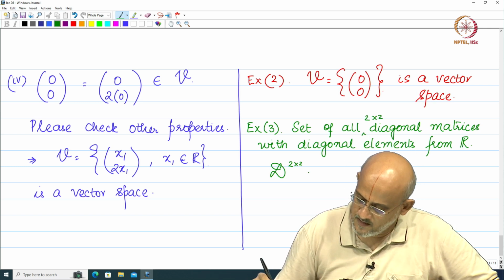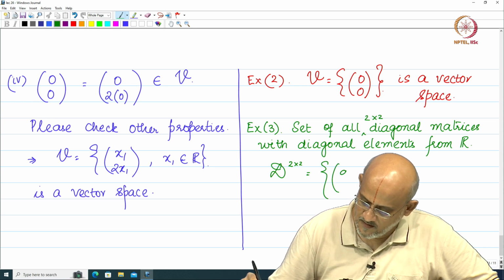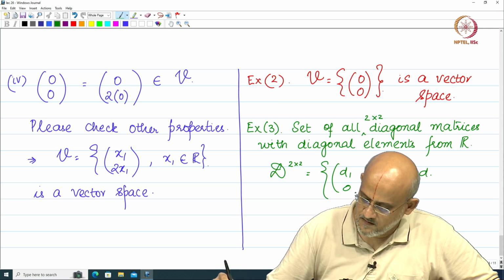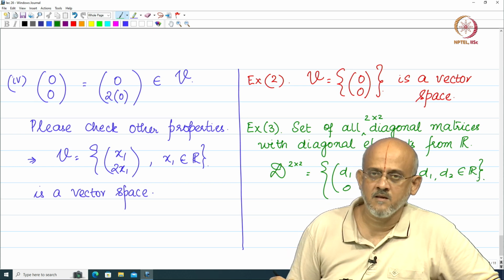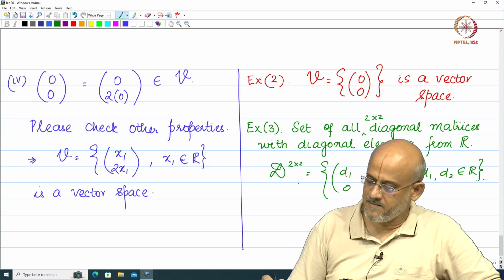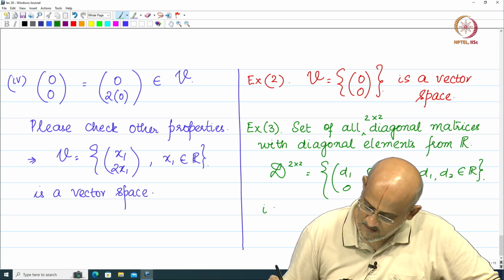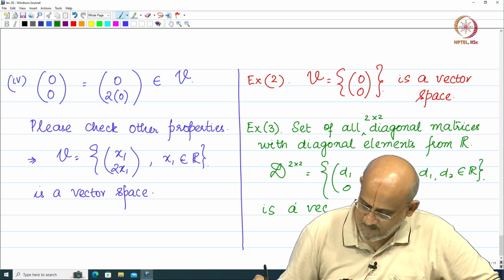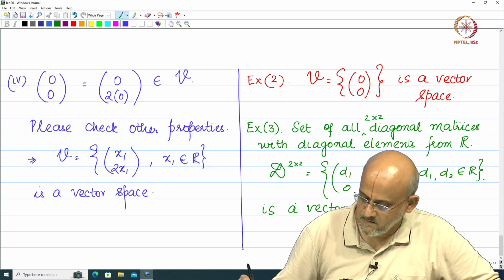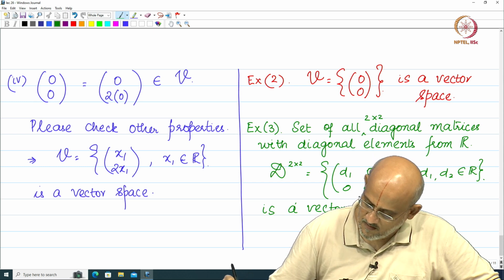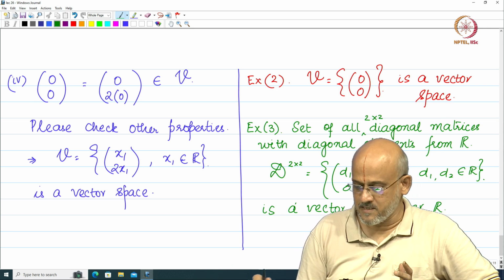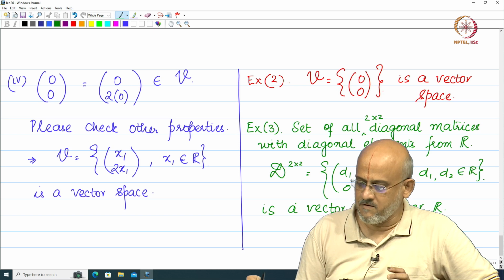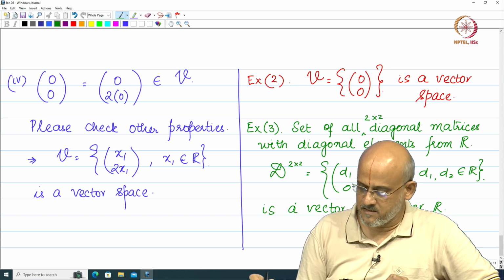This is what we are going to look at, which is going to be of the form D1, 0, 0, D2, where D1, D2 are elements from R. You can check that the set of diagonal matrices is indeed a vector space over R. Is the 0 matrix a diagonal matrix? Of course, we have D1 and D2 to be 0, it would still be a diagonal matrix. So, we will have that.